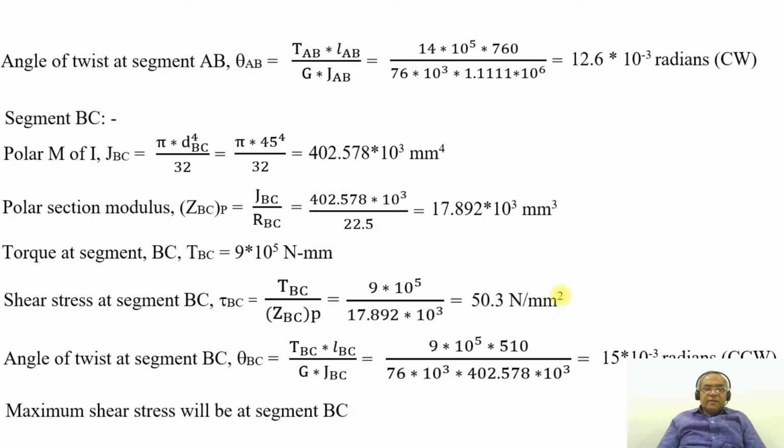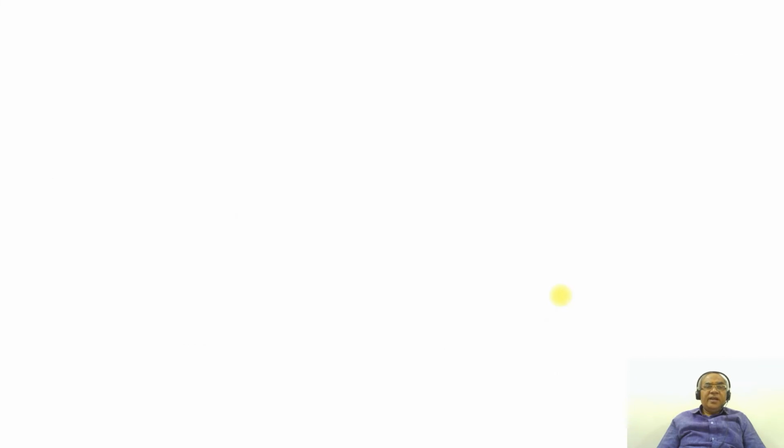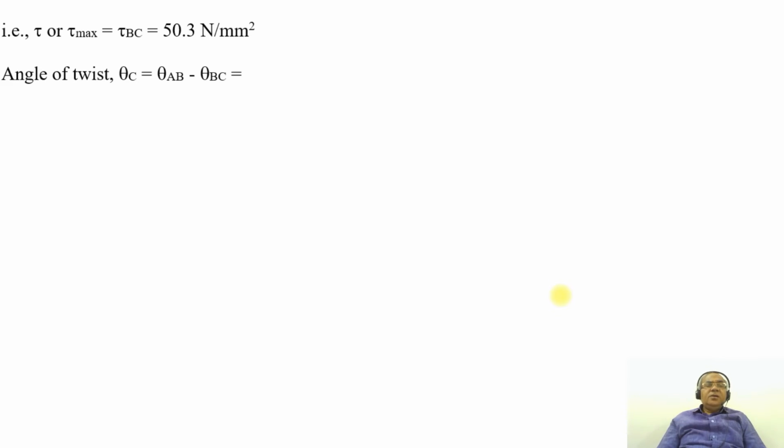So the maximum shear stress will be at the section BC, because that is where you have the least cross-sectional area. So tau max will be equal to tau BC, which is equal to 50.3 Newton per mm square.